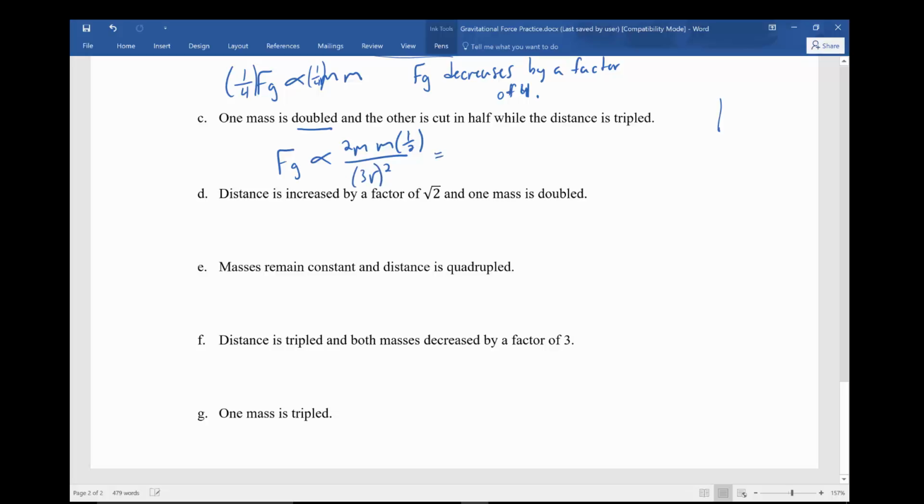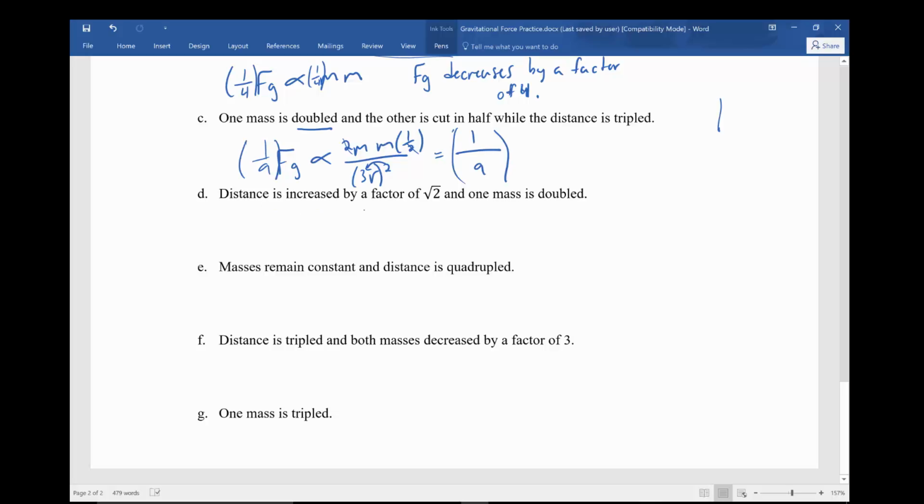So let's see what happens in the numerator. 2 times half is just 1, right? That number cancels with that one, so we just have 1 in the numerator, divided by 3 squared. Okay, so 1 over 9. So what is the change in Fg? It changes by a factor of 1 over 9. Okay, these are the proportions that they'll test you on the exam.